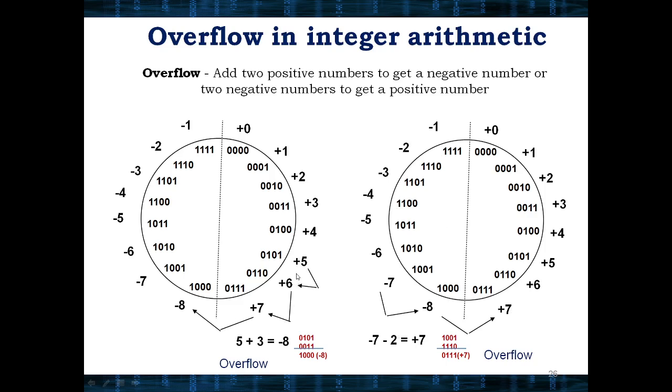So if you see 5 plus 3, it means 3 steps it should go forward, that is the clockwise direction because it is a positive number. So 5 plus 1 is 6, plus 1 is 7, plus 1 is -8. So it is also going out of the range. Okay. So overflow occurs.